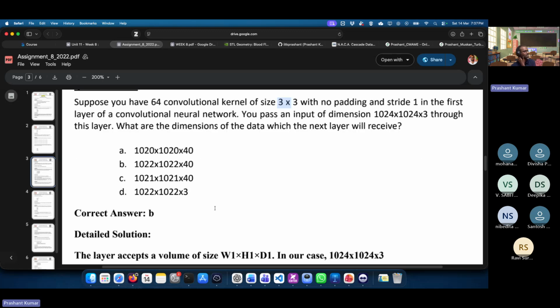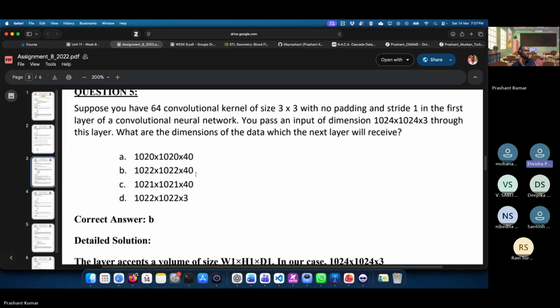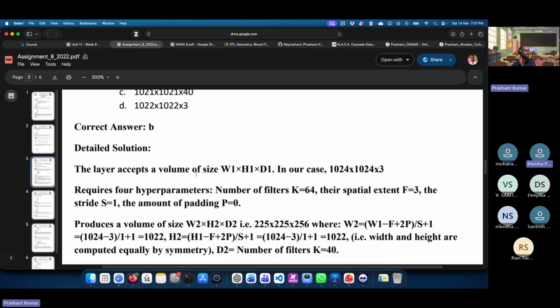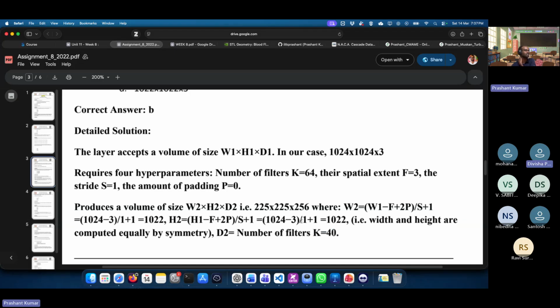So this should be 64 filters, and that is not correct here, right? It should be 40; how do we get 64? If we call it 40, then it will be correct. Or call it 64 instead of 40, then option B will be correct. Can we see the detailed solution? No, that's a mistake. They are calling K equal to 40.